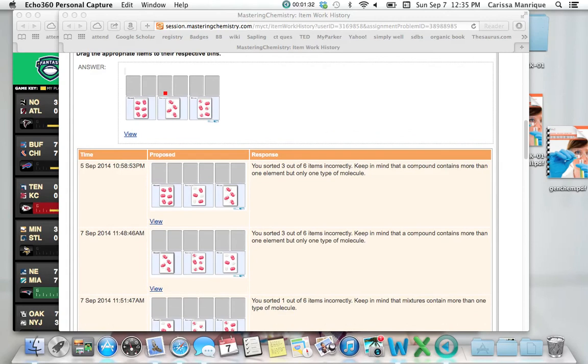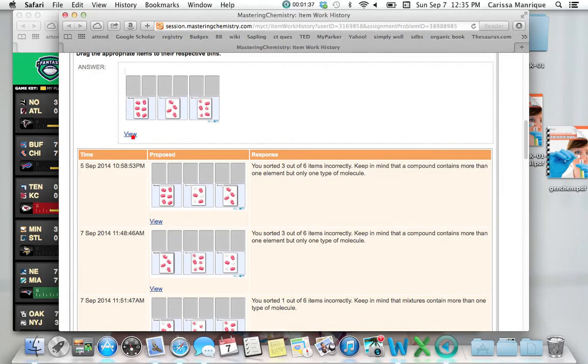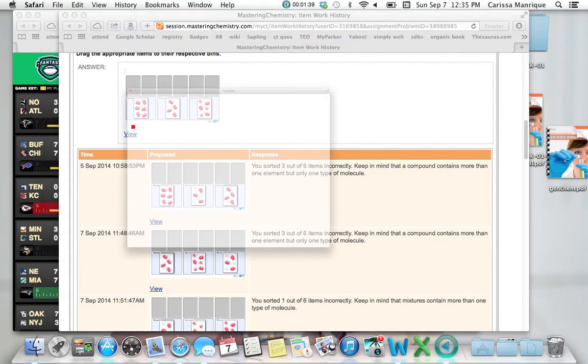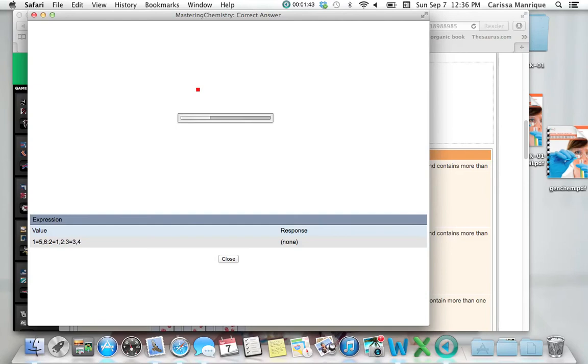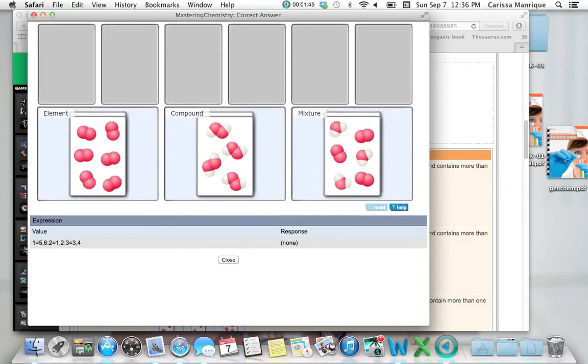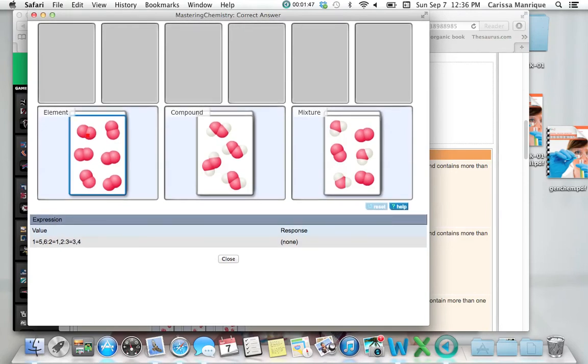So if we look down here, let's look at an elemental view of this. Okay, so look at the element. Do you see, look at the colors? That's what they're trying to look at. So do you see how an element is made up of all the same colors? Okay, so that's an element.